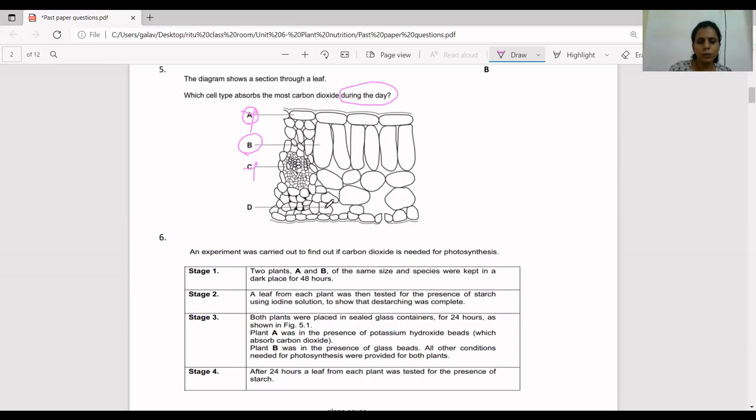And D is spongy mesophyll cells. Now we are aware that in spongy mesophyll cells also photosynthesis takes place. But when we talk about the number of chloroplasts, the number of chloroplasts in palisade mesophyll cells is present in a very high amount compared to D, that is spongy mesophyll cells. Hence the correct answer is option B.